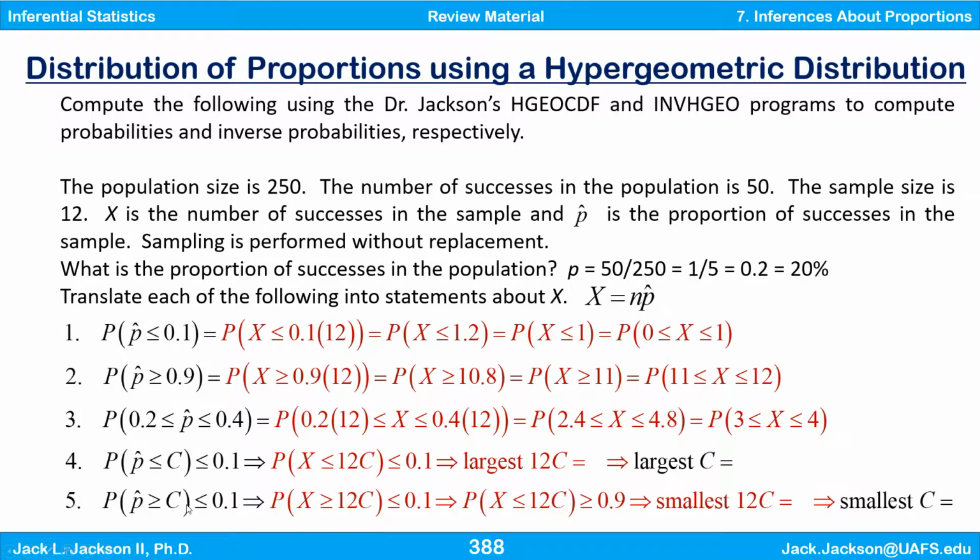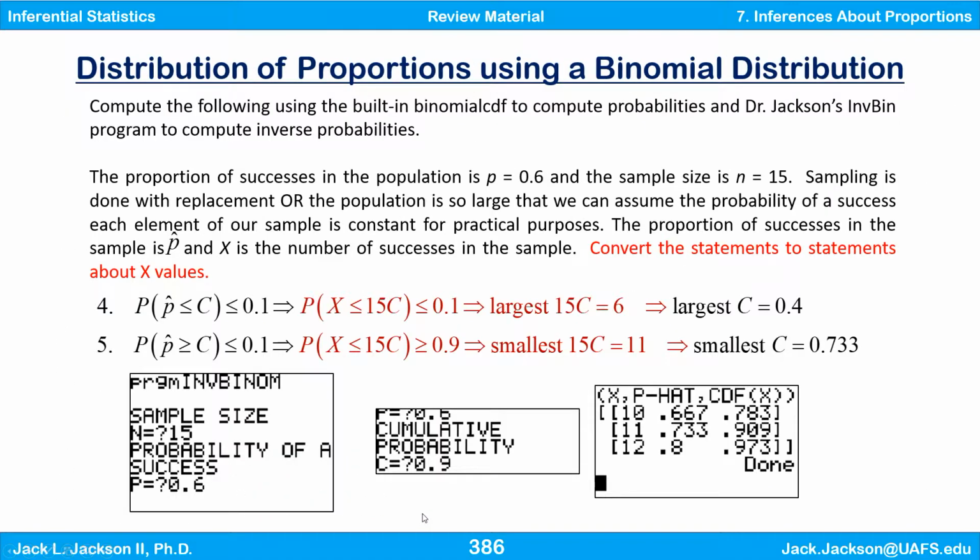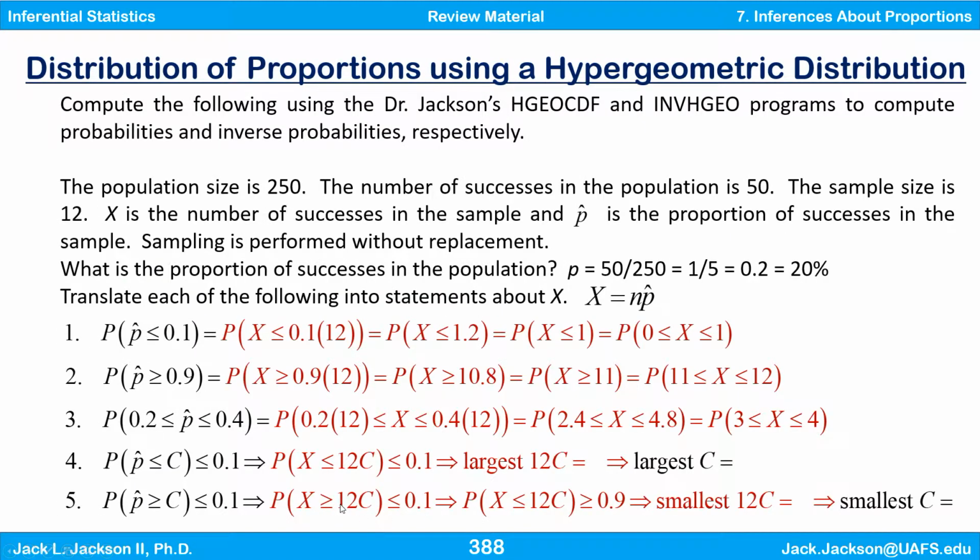Similarly, p hat greater than or equal to c is less than or equal to 0.1. Multiply both sides by n, which is 12. P hat times 12 is x. 12c is here. And this is less than or equal to 0.1. But we need this phrased in terms of a less than. So when we switch this to a less than, we're saying the area to the right of this is smaller than 0.1. Then to the left of that needs to be greater than 0.9.